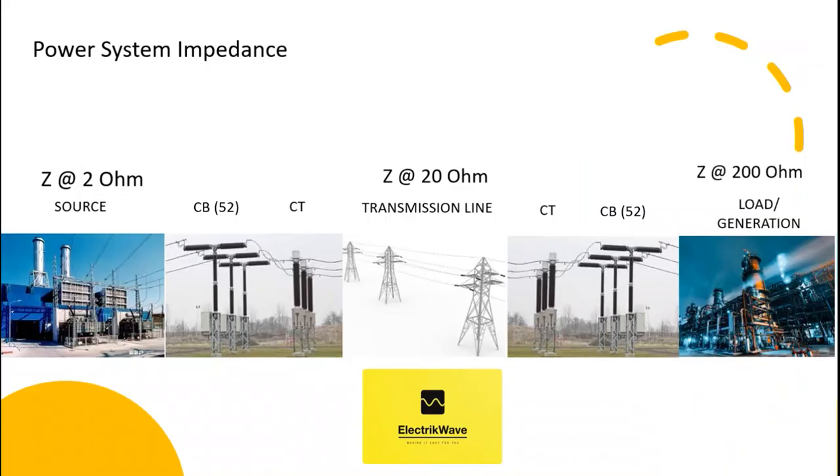Here you can see source is feeding power to load through transmission line. Source impedance is less compared to transmission and load impedance. The fundamental reason is that the source end system should be efficient.